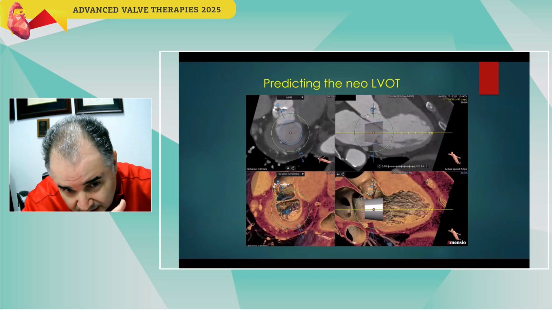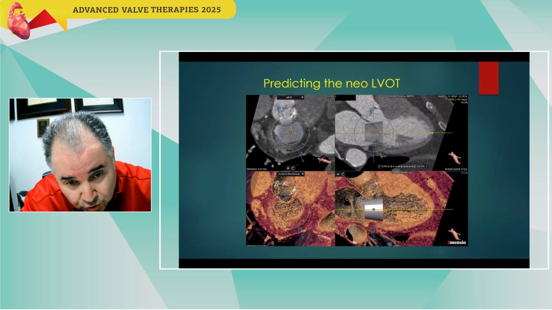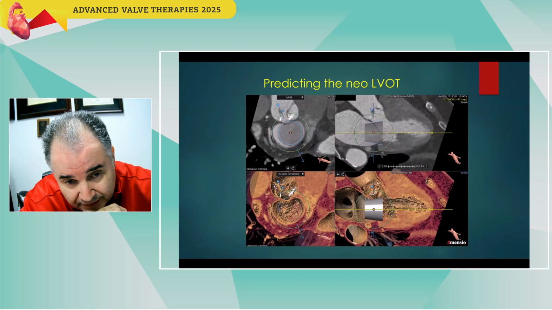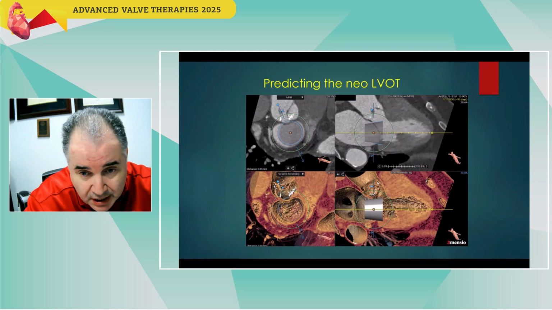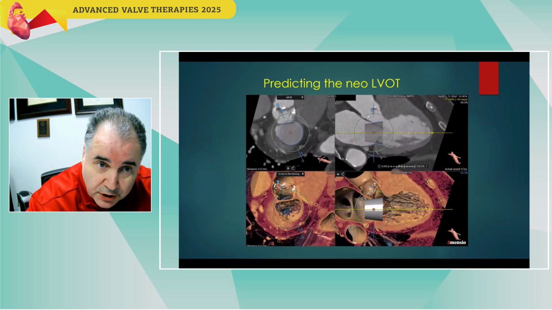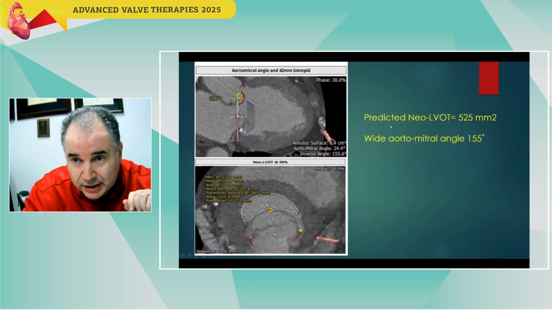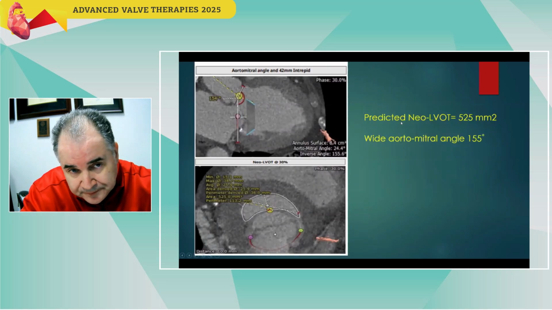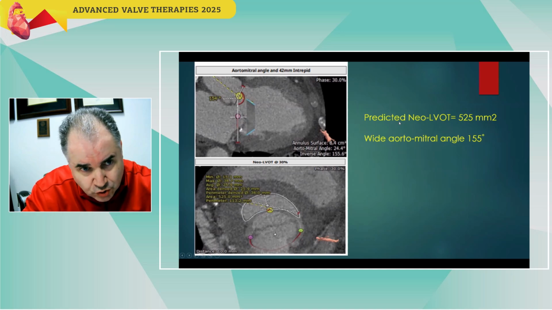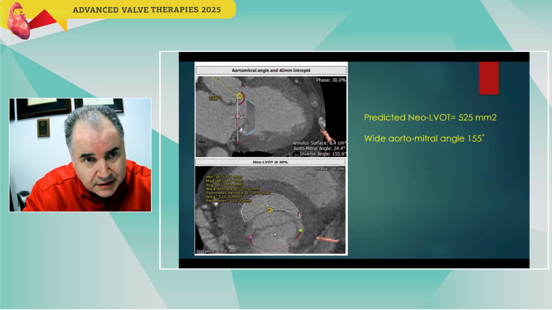So this, at least for Mount Sinai, and we have Dr. Adams, who is the PI of this trial, is the biggest problem for us in recruiting patients: the risk of neo-LVOT obstruction. And CT is very critical. As you can see in this particular case, the neo-LVOT is 525 square millimeters, and usually it has to be above 200, 220. As I told you, it's a moving target; it started from 180, but now it's about 220.